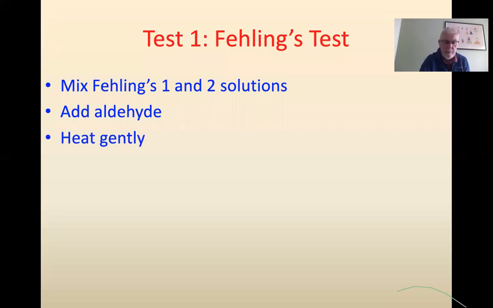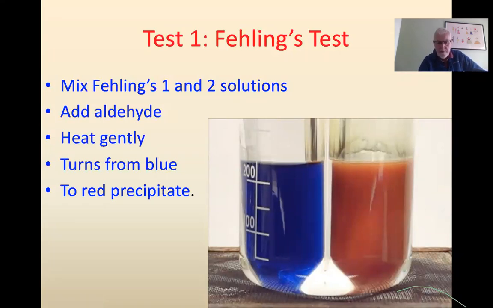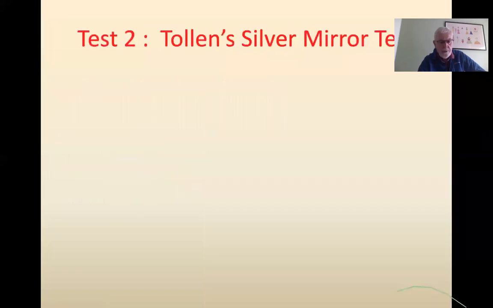and then you heat it gently, usually in a water bath, and it turns from blue to red, right? Here it is before, and here it is after. So blue to red. Now I know you could call it brown and that would be okay. But if we call it a red precipitate, the blue is caused by copper 2 ions, and this is caused by copper 1 ions. That doesn't really matter to you.